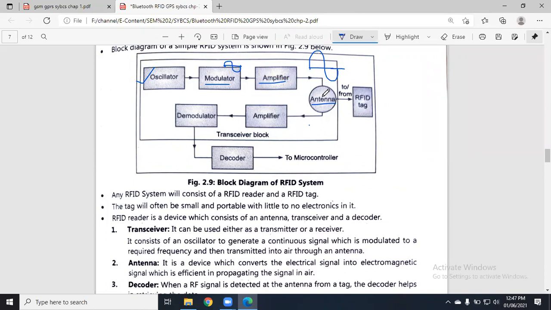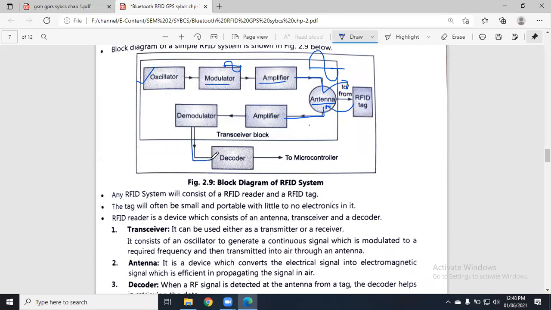In this diagram we have only a single antenna. This antenna will perform both the functions. It will convert electrical energy into electromagnetic waves, and it will receive the electromagnetic waves and convert that energy into electrical. The output of this antenna is again given to the amplifier. The amplifier will amplify that signal. That signal will be demodulated. Whatever we have modulated at that point will get converted into its original format.